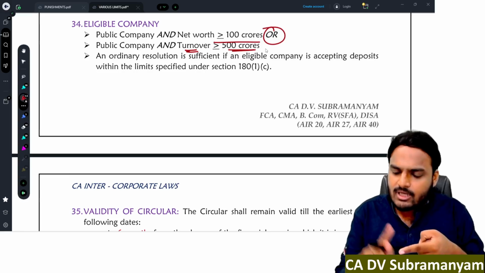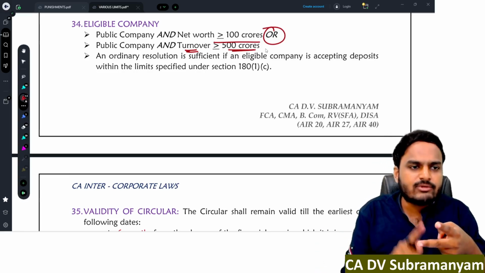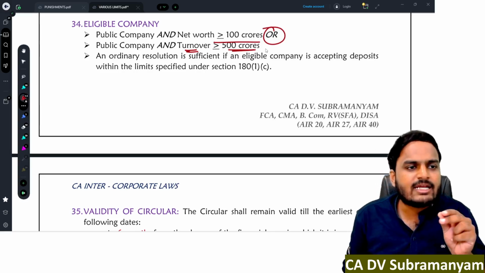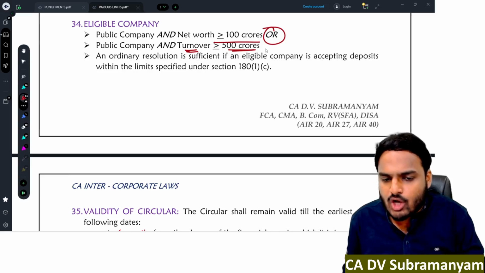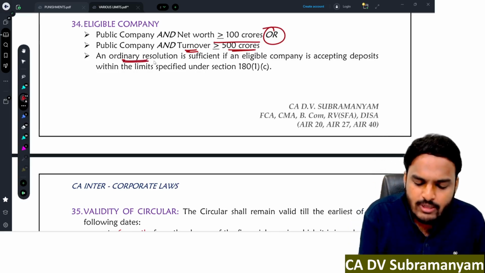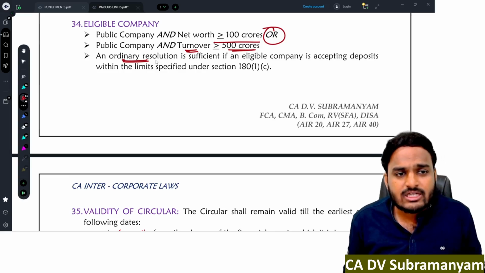Public company with net worth 100 crores or more, public company with turnover 500 crores or more, it is an eligible company. An eligible company can accept deposits from both members as well as non-members. Next one, an ordinary resolution is sufficient if an eligible company is accepting deposits within the limits.